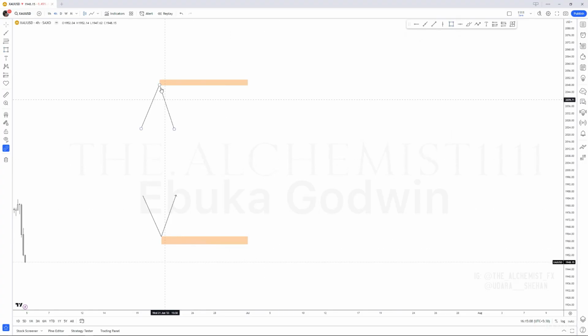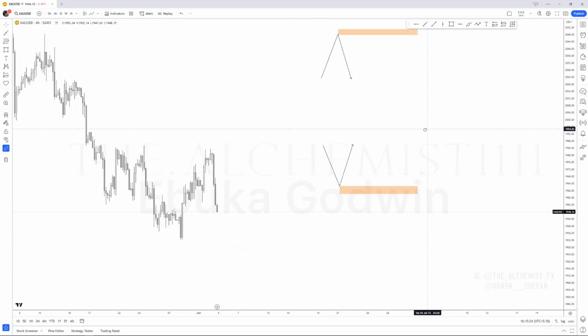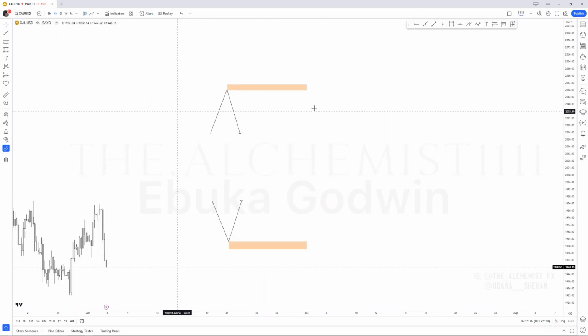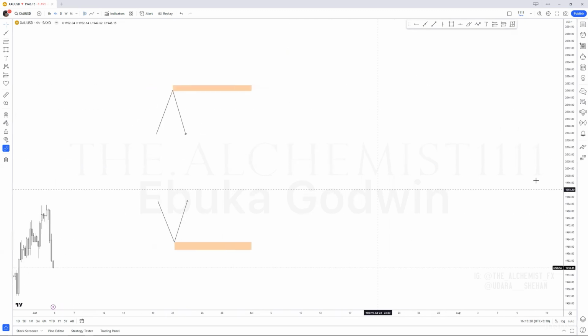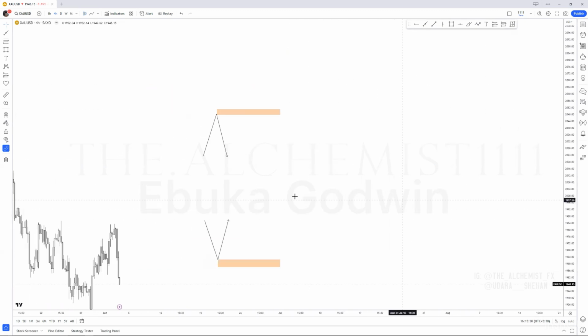Now, remember, a resistance is formed when you have a bullish candle followed by a bearish candle. When we have a bearish candle followed by a bullish candle, we have a support. I'll show you examples, don't worry. Very simple. Let's go through this and then I'll show you examples in the chart.